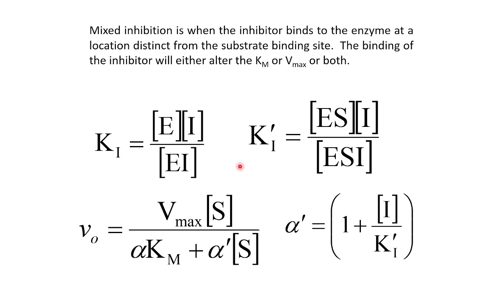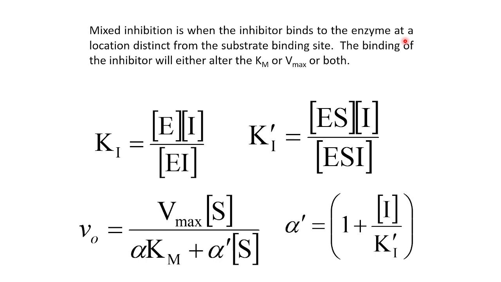So now when we move on, mixed inhibition is when the inhibitor binds to the enzyme at a location distinct from the substrate binding site. So where the substrate binds, the inhibitor is not binding, but it is binding to a site different from the active site, and it is inhibiting the reaction. So the binding of the inhibitor will either alter the Km or Vmax or both of it.